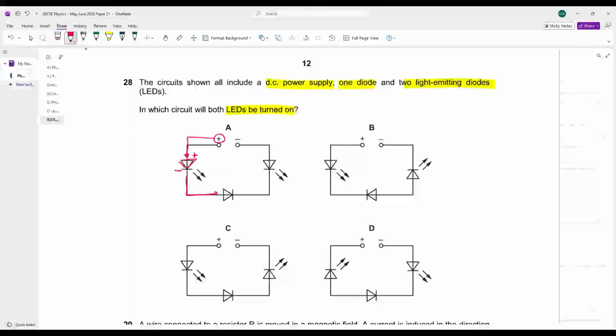Okay, it passes through the diode as well, at the positive terminal of the diode. But in option A, a problem comes here. The positive terminal of the battery coincides with the negative terminal of the LED. Both the LEDs will not light up here. Same is the issue with option B. In option B, the positive terminal of the battery goes through the first LED, but the diode will stop it because the diode has this negative terminal.